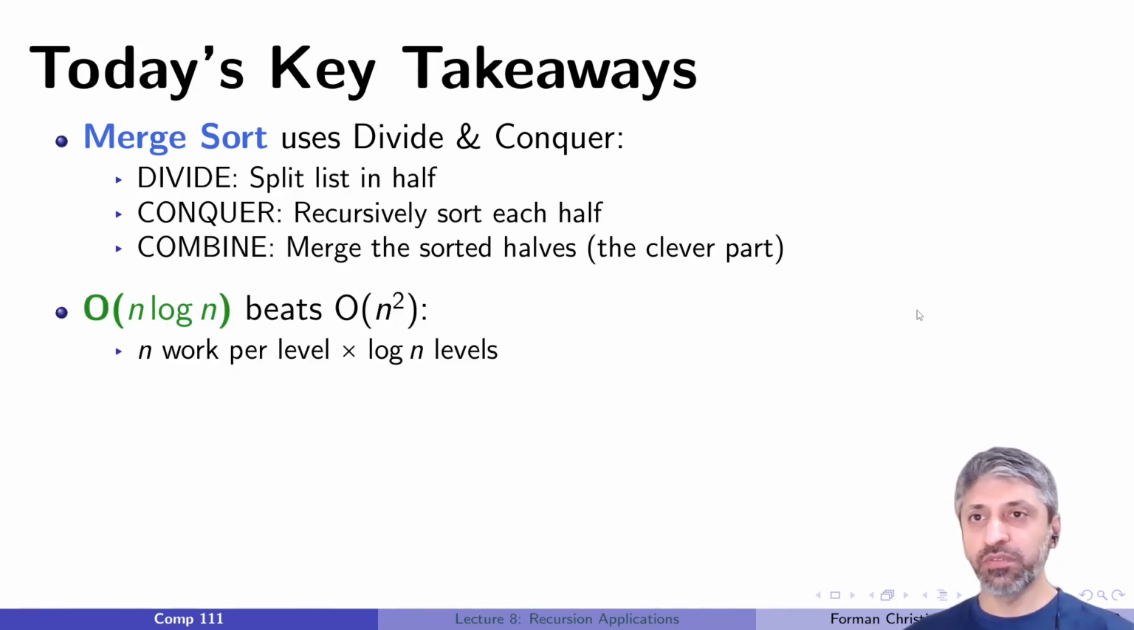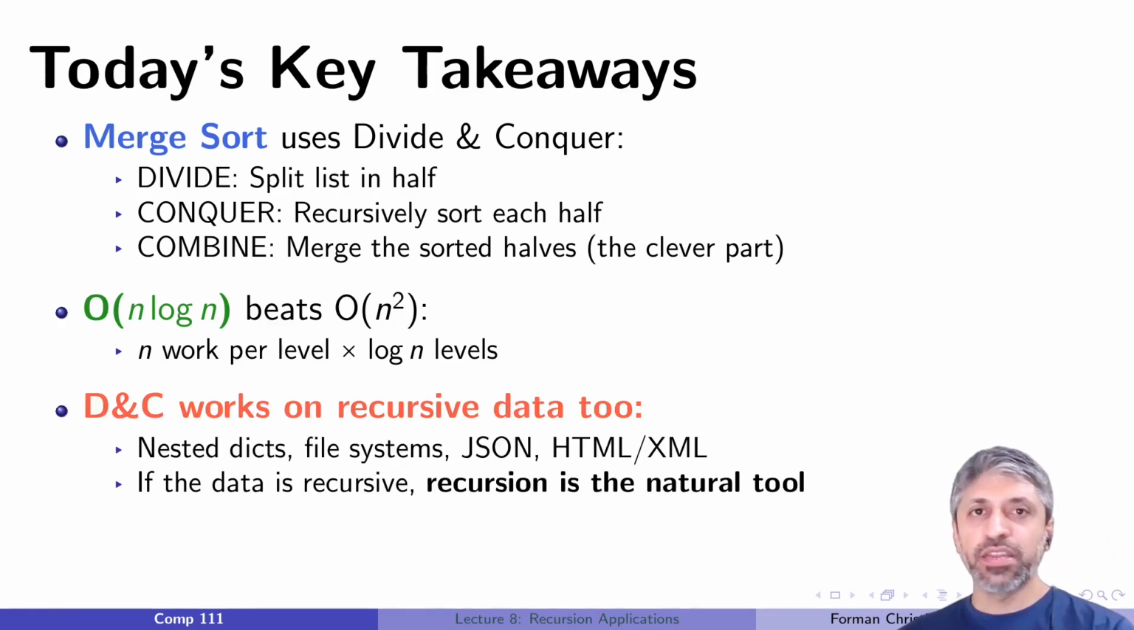Another key point that we need to take here is that n log n algorithms absolutely crush n squared algorithms. We do n work at each of log n levels. In n squared algorithms, you do n work in each of n levels. So n into n, that becomes n squared. Here we do n work at each level, but there are only log n levels, so that becomes n log n. And divide and conquer works on recursive data too: obviously nested dictionaries, file systems, JSON, HTML. If the data is recursive, recursion is the natural tool.